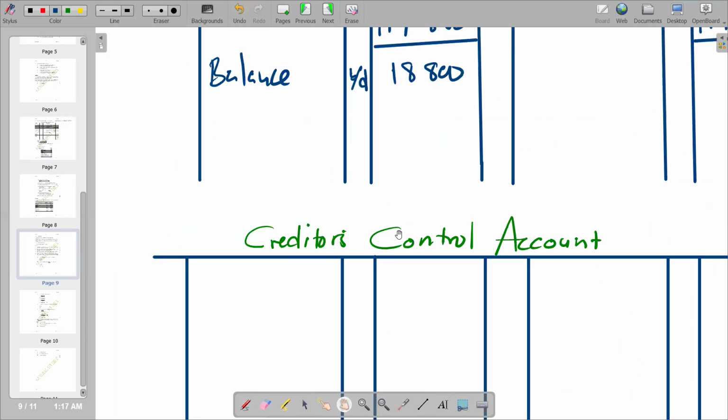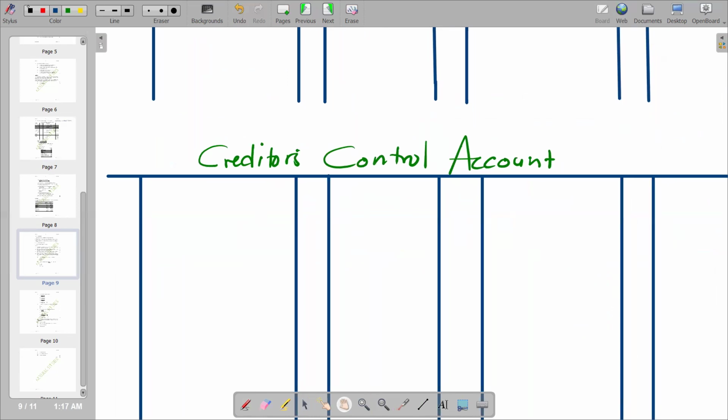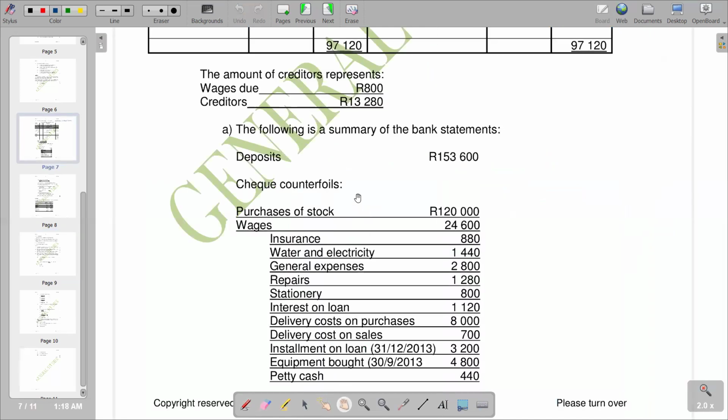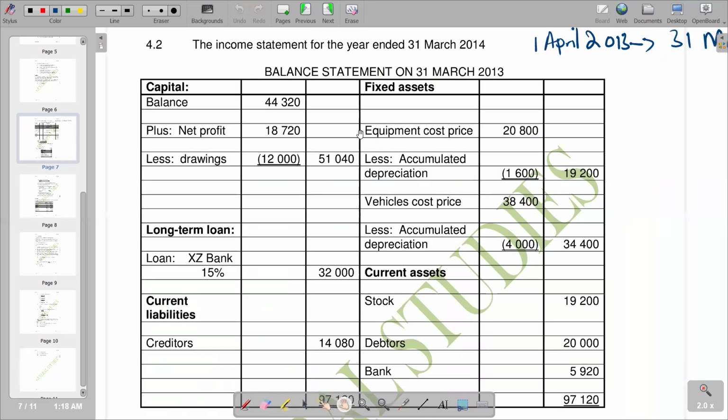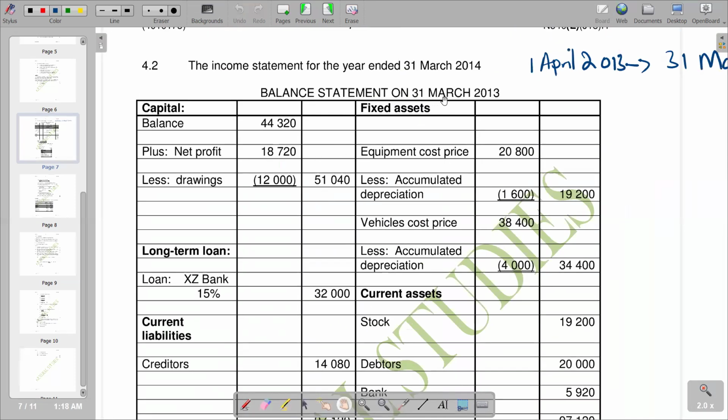So with that, now we can move on to our next account, which is the creditors control account. For the creditors control account, we've got our balance b/d on the credit side. So basically, we're saying balance b/d is the balance at the beginning. We'll go to the information given and try to see what's the balance b/d. Remember, we said the balance that we have in the balance sheet represents the position at the beginning, on 31 March 2013. That was at the beginning of the period.